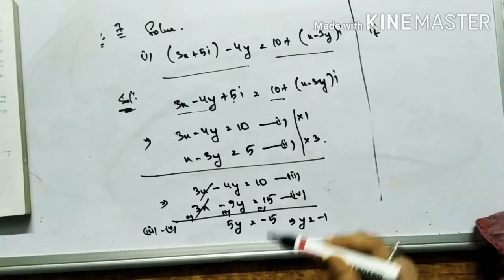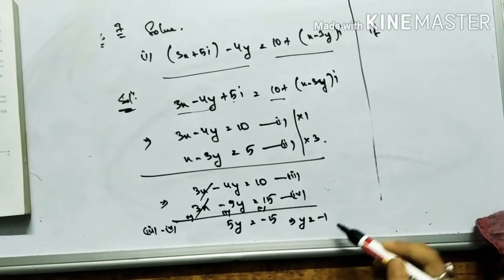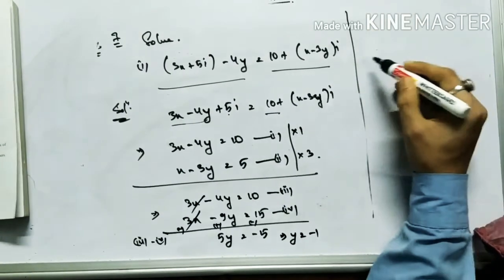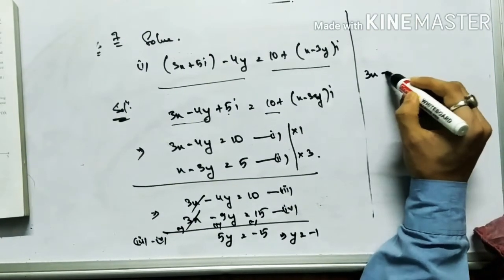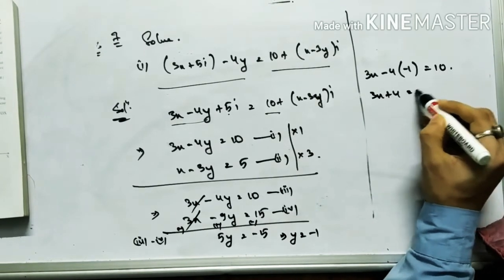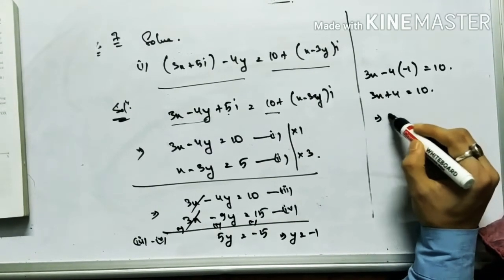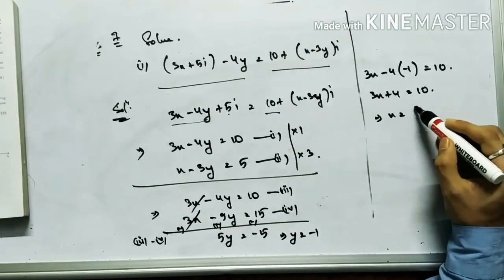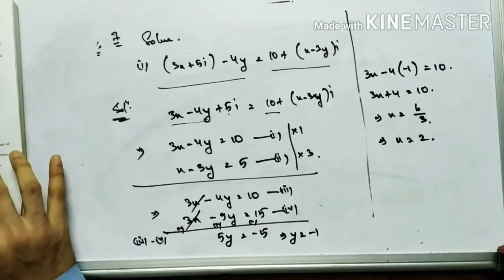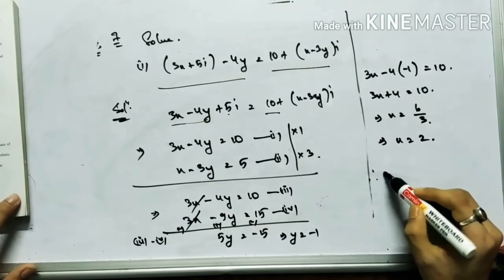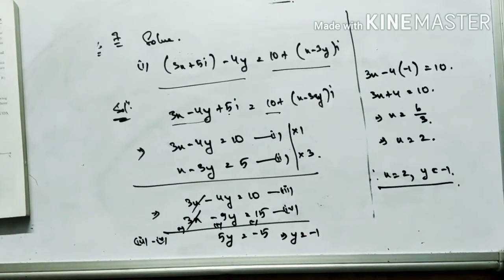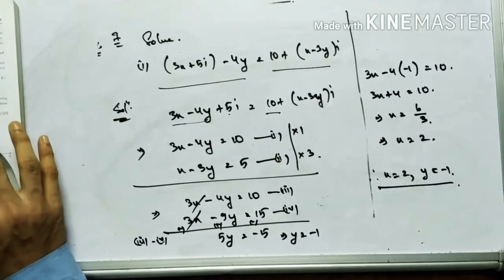Now putting the value of y in any of the equations. Putting the value of y in equation 3, we get 3x minus 4 into minus 1 is equals to 10. 3x plus 4 is equals to 10. So x is equals to 6 by 3. X is equals to 2. Understand? So therefore you can say that x is equals to 2, y is equals to minus 1, and this is our solution.